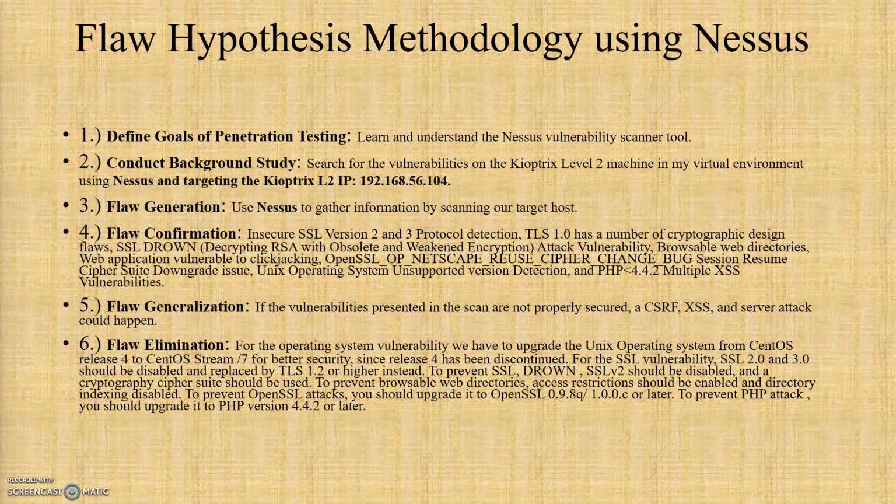Flaw elimination could be taken in the following way. For the operating system vulnerability, we have to upgrade the Unix operating system from CentOS Release 4 to CentOS Stream 7 for better security, since Release 4 has been discontinued.